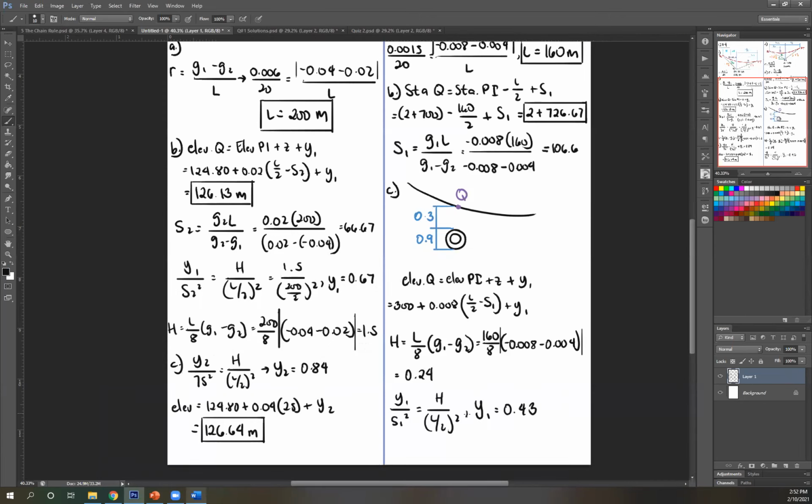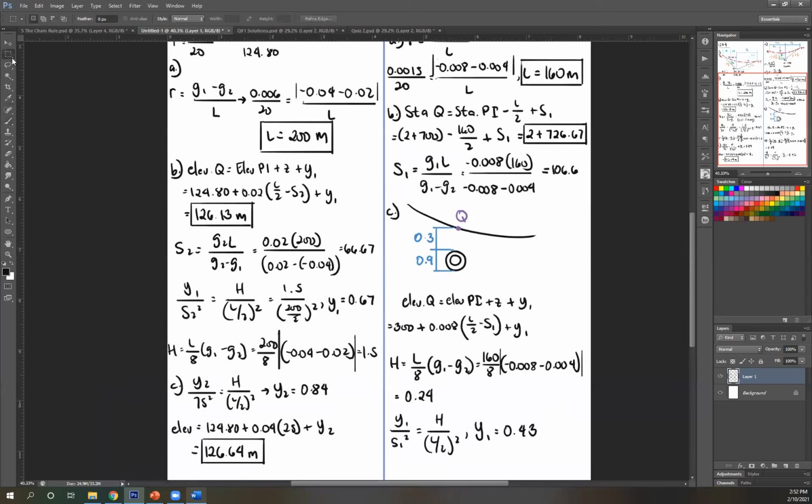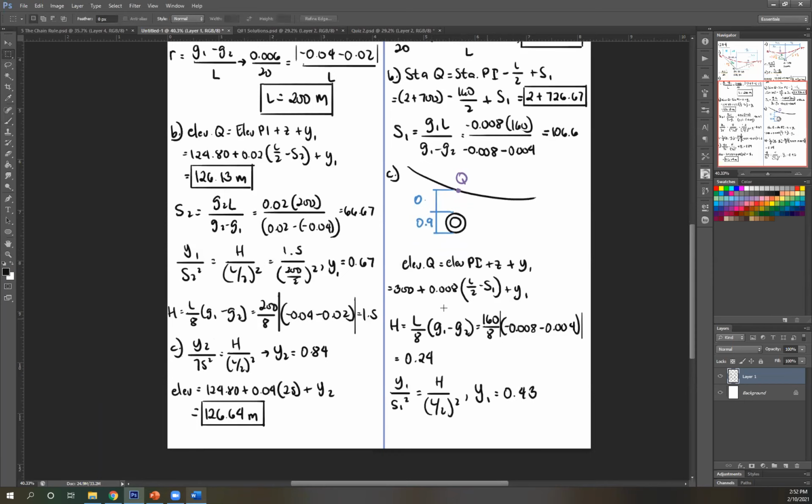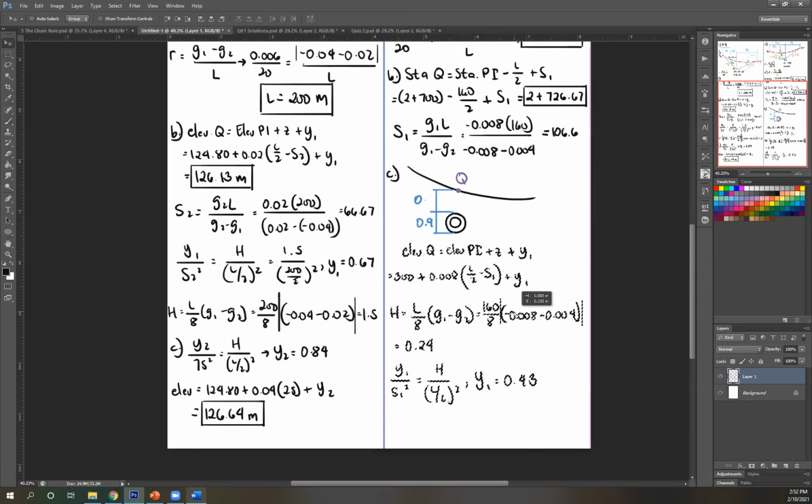To get that, it's what we've been doing earlier. So first, I need to know elevation Q. After knowing elevation Q, I'll just subtract 0.3 and 0.9 to get the elevation of this. Okay. All right. So I don't have to delete this. Very nice.